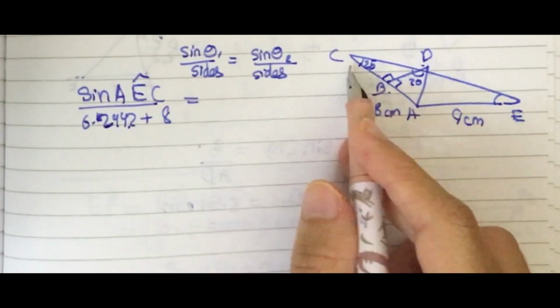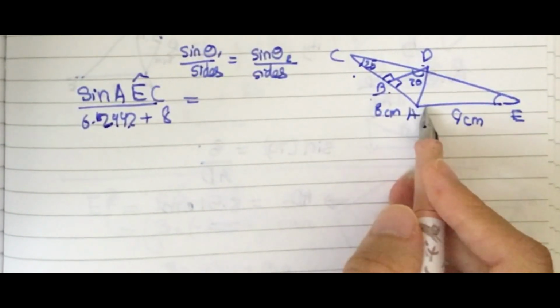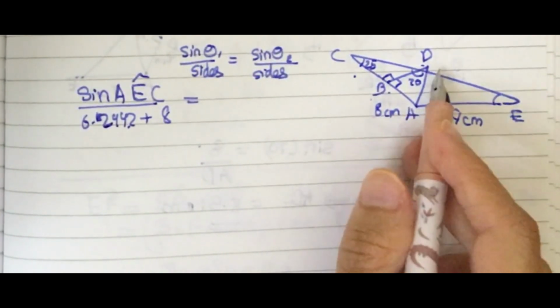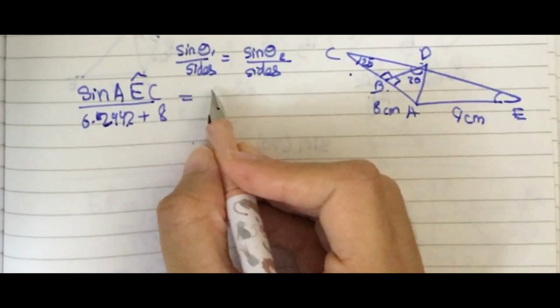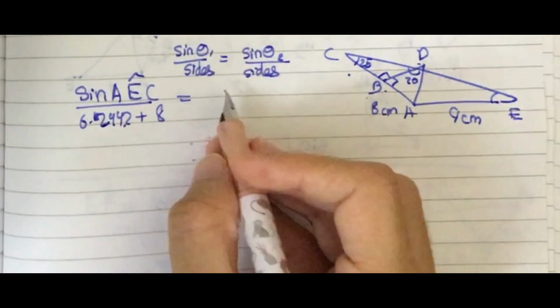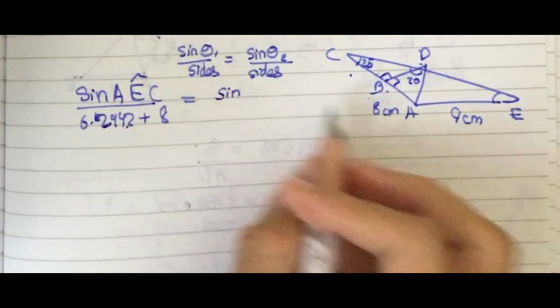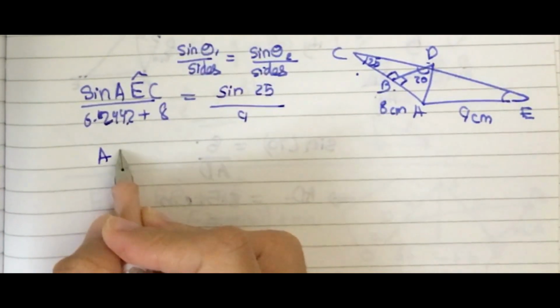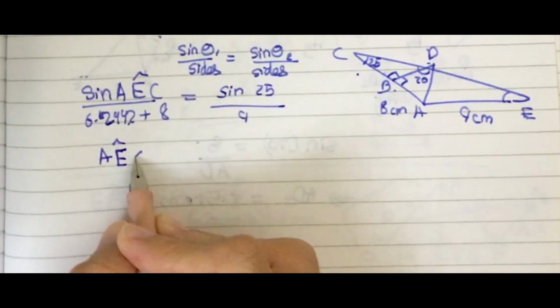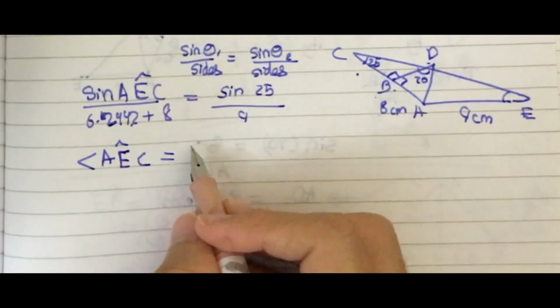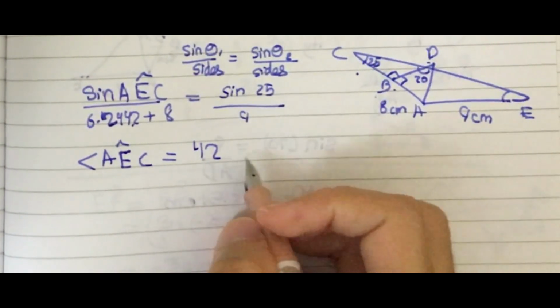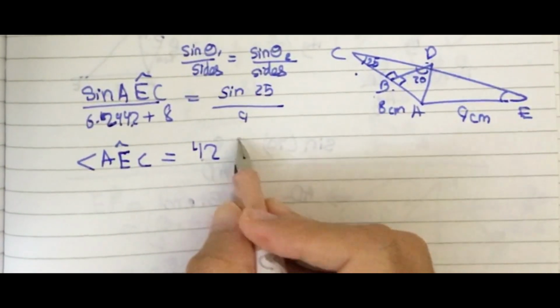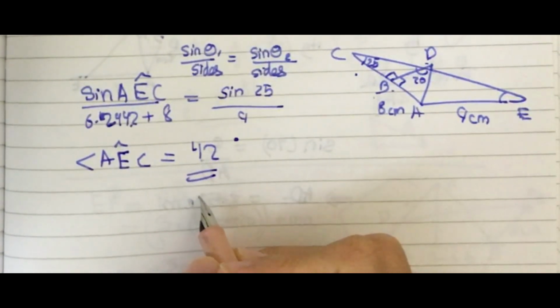Sine 25, because I have been given a side opposite to it. I'm not given this, neither the angle over here nor the side over here. So I have been given an angle over here, so this angle and this side are given. So sine 25 by 9, right? And once you calculate your AE, you will get your answer as 42 degrees, right? 42 degrees.